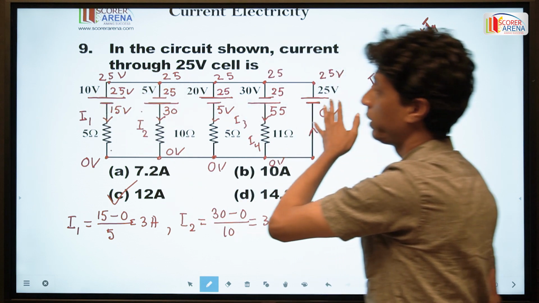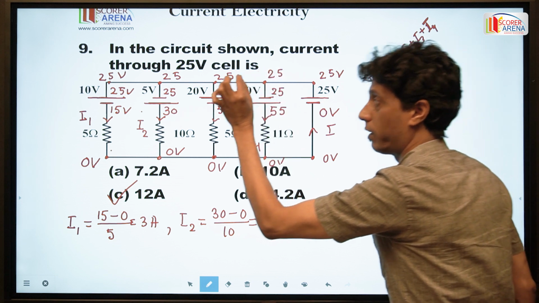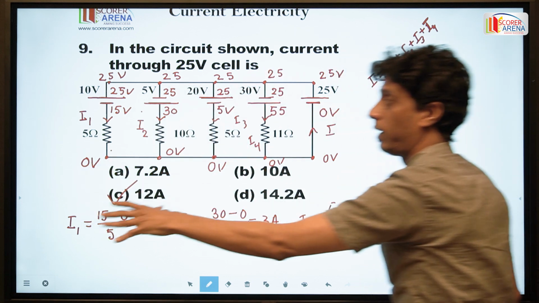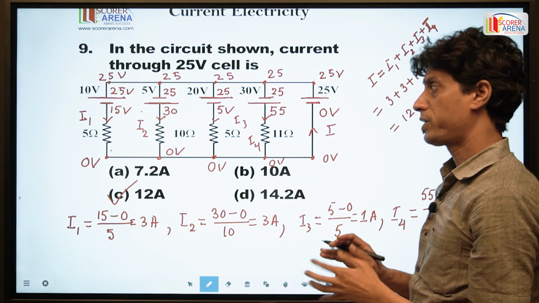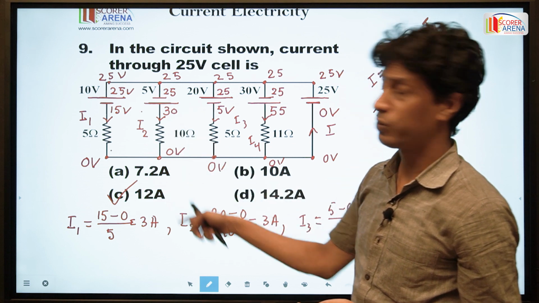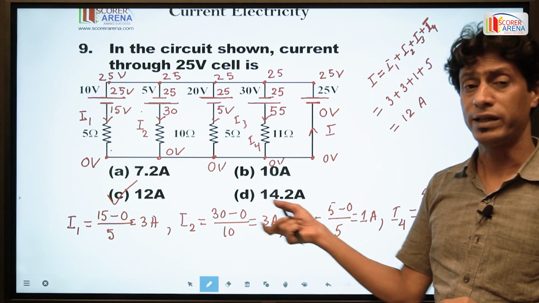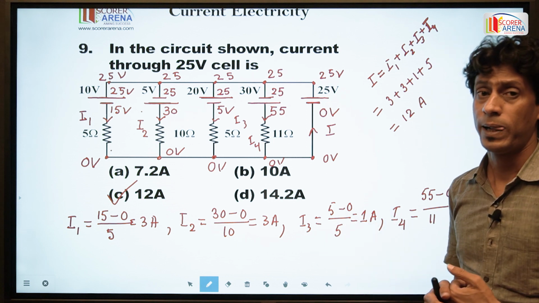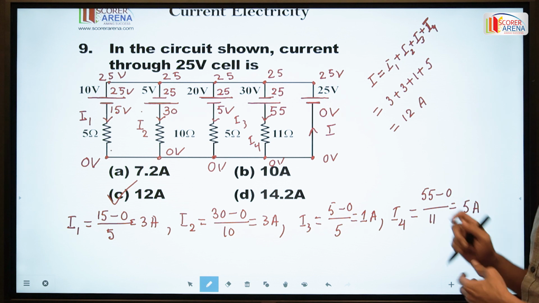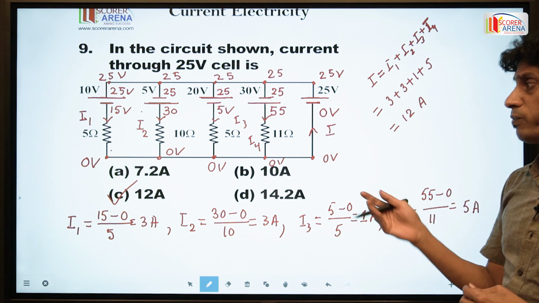In this way, you just write the potential of all the plates of the cell, and by simple calculation, or without calculation, the current through this branch, this branch, this branch, by taking Ohm's law, we can find without pain also. And the total current going through this cell is 12 ampere. So this problem can be solved without pain also.